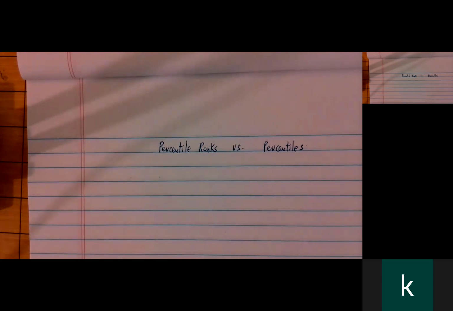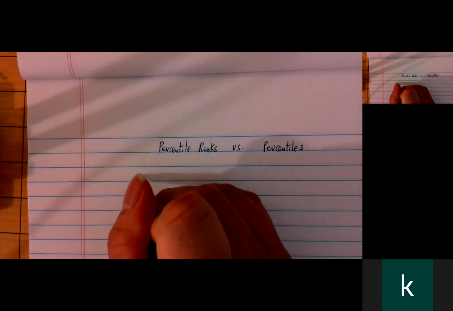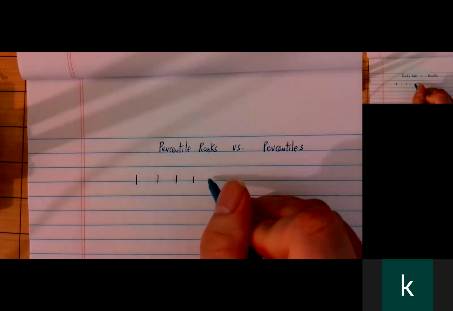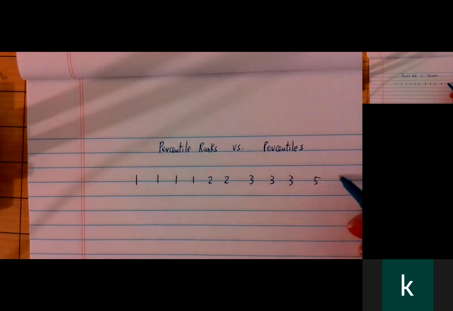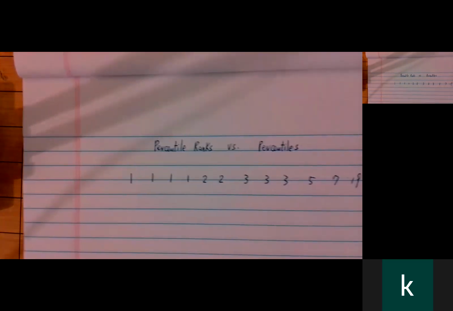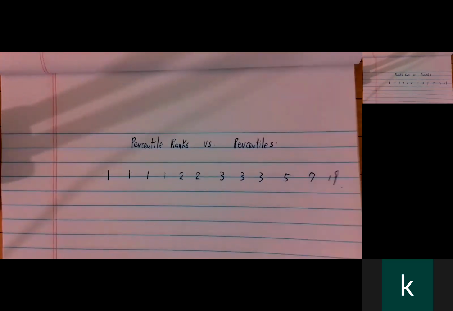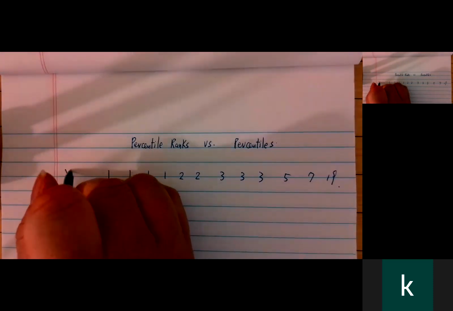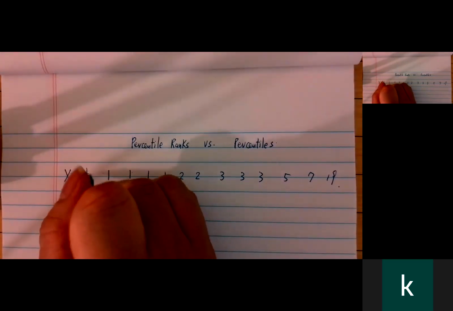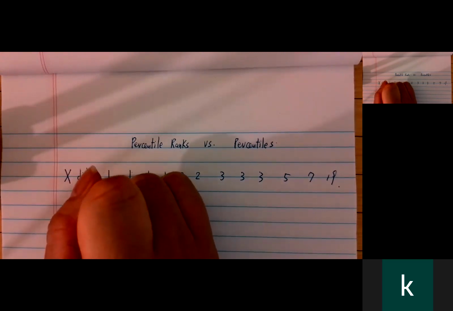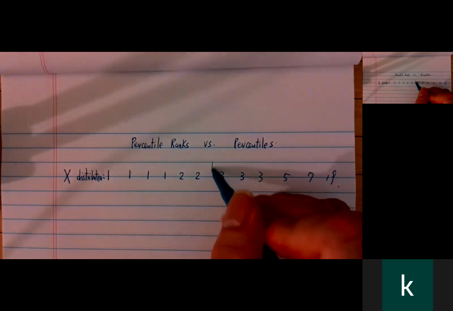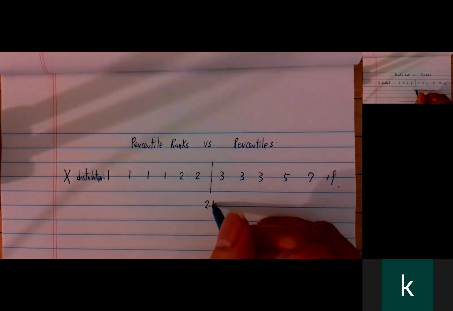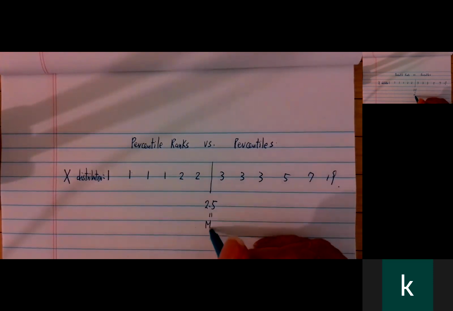Now let's still use the X list as our example, okay? Say 1, 1, 1, 1, 2, 2, 3, 3, 3, 5, 7, 19. Okay? This is our X distribution. Now, we know 2.5 is the median.